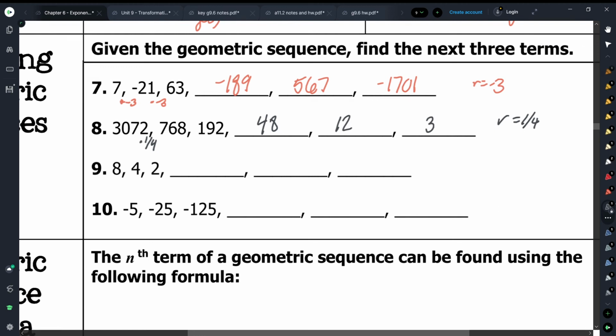Next. Just multiplying it by a half. Just halving everything. So half of 2 is 1, half of 1 is 0.5, half of 0.5 is 0.25.